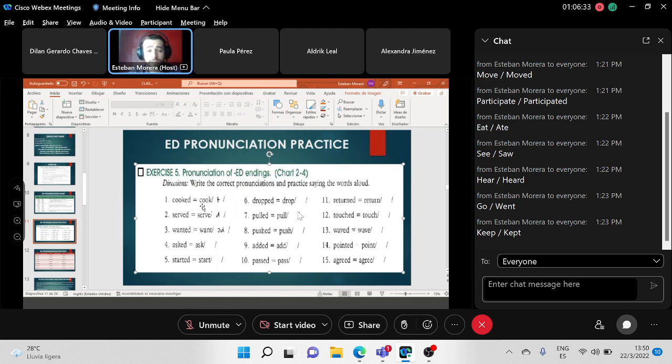So we write letter T. Served, served. That's basically the pronunciation of this verb in the past tense. Wanted, id, wanted. That is the pronunciation of this verb in the past tense. What about this one, guys? Is it t, d, or id? You can tell me: t, d, or id. T. Exactly.